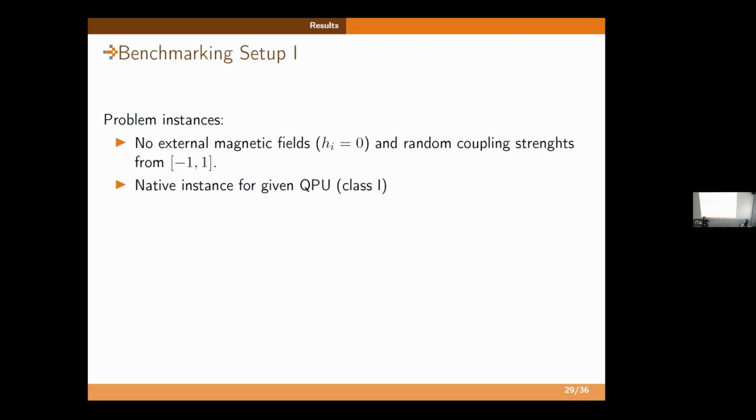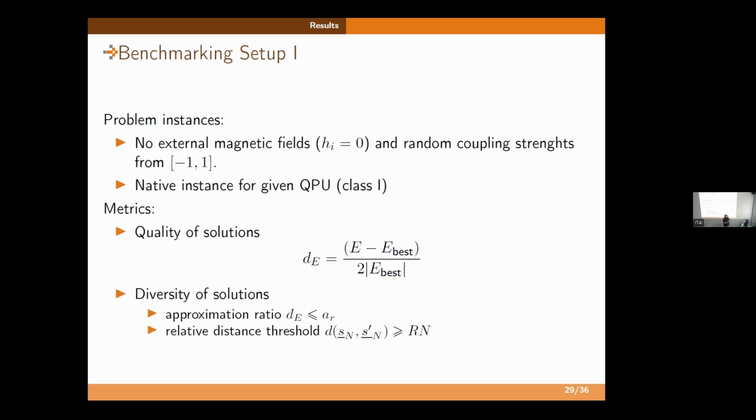Generally, I will show only so-called class 1 instances here, which are native instances for the given QPU, and which have no external magnetic fields. So h_i is equal to 0. And the coupling strengths are taken at random, uniformly from -1 to 1. This is a simple class of instances we have taken and benchmarked, and they are native for the given QPU. That means there is no embedding there, and they have the exact shape of the given quantum processing unit.